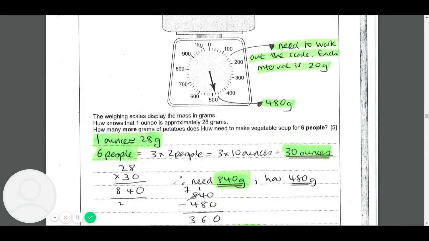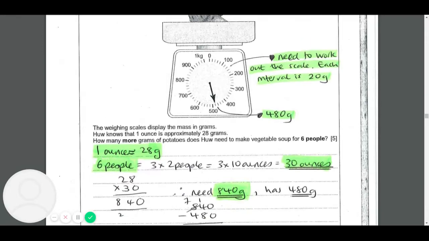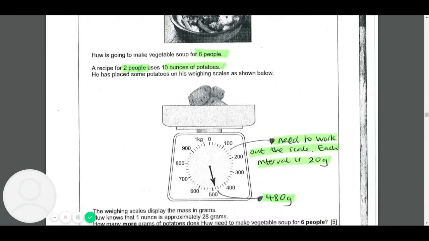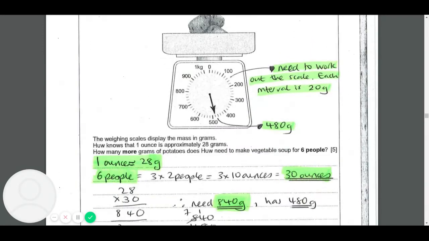And what's the question saying? The weighing scales displays the mass in grams. He knows that 1 ounce is approximately 28 grams. How many more grams of potatoes do you need for 6 people? Okay, so we read the scale. We read that each of these little increments is 20 grams.